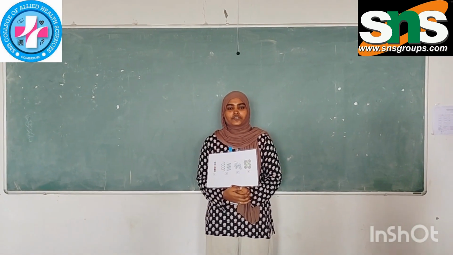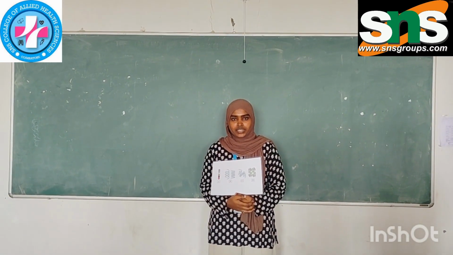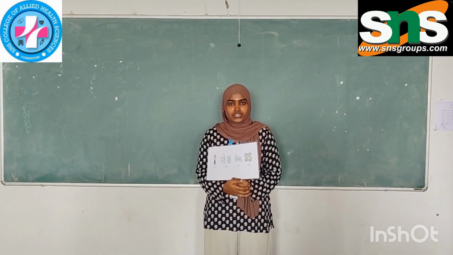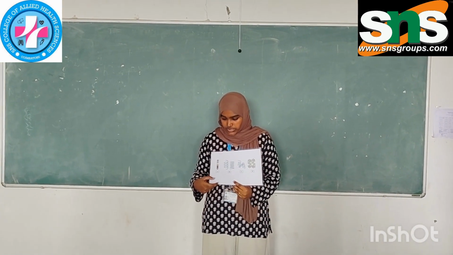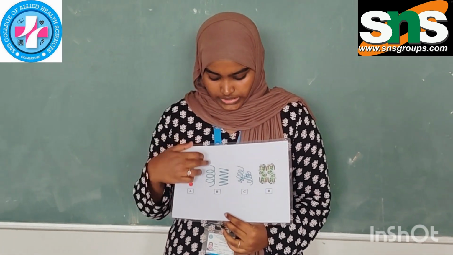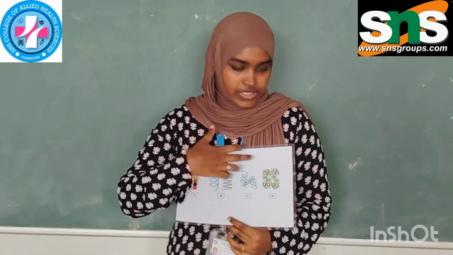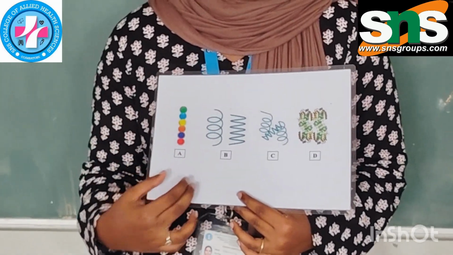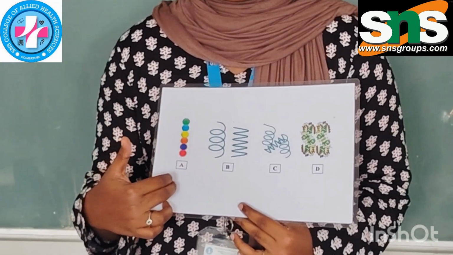Hello, I am Varsana from the Department of Cardiac Technology. In this video, I am going to explain a spotter on protein structure. This spotter shows different levels of protein structure: primary structure, secondary structure, tertiary structure, and quaternary structure. This is the primary structure. It refers to the linear sequence of amino acids and it is formed by peptide bonds.